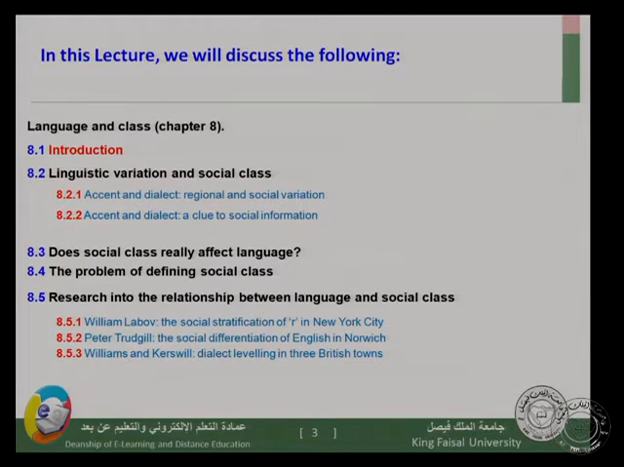In the introduction we are going to talk about linguistic variation and social class, and we will discuss topics like accent and dialect, and the difference between them. Accent and dialect as a clue to social information. We will also deal with questions like, does social class really affect language? And we will consider the problem of defining social class. We will also deal with research into the relationship between social class and language. We will discuss some experiments done by William Labov, Peter Trudgill, and William Ann Kurzweil.